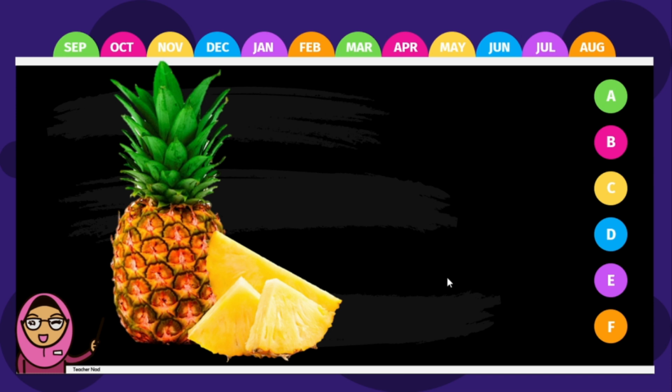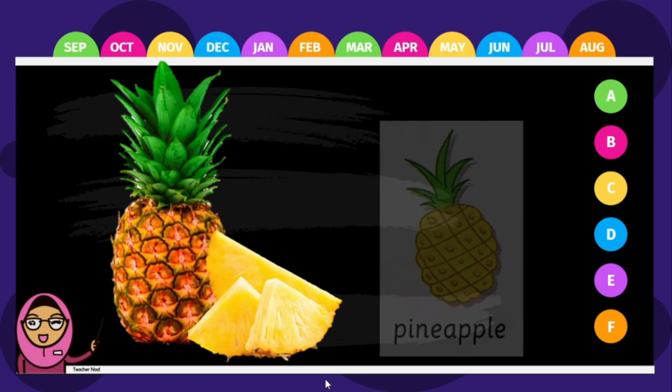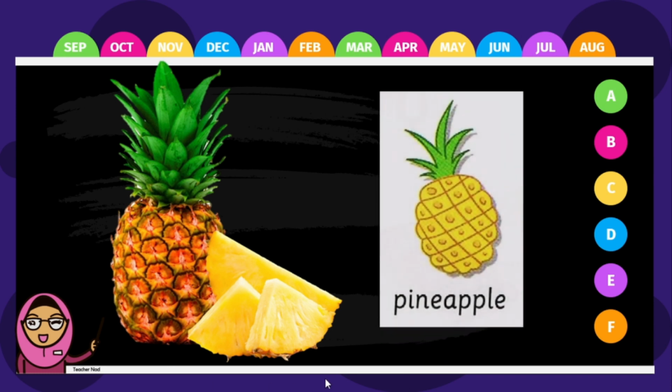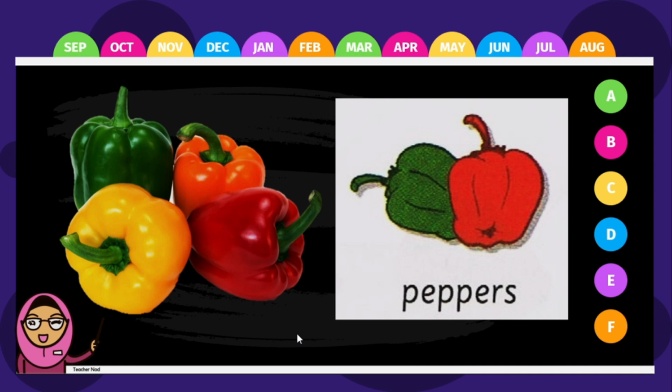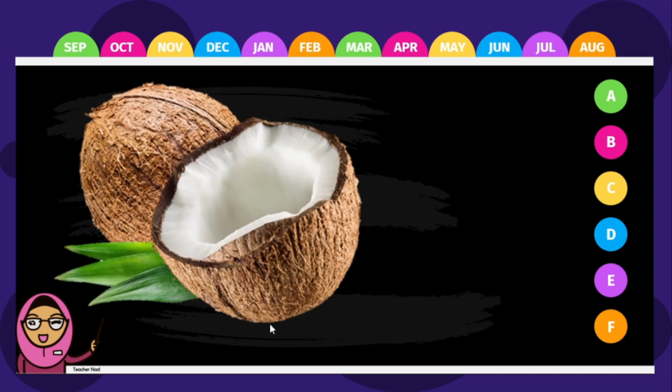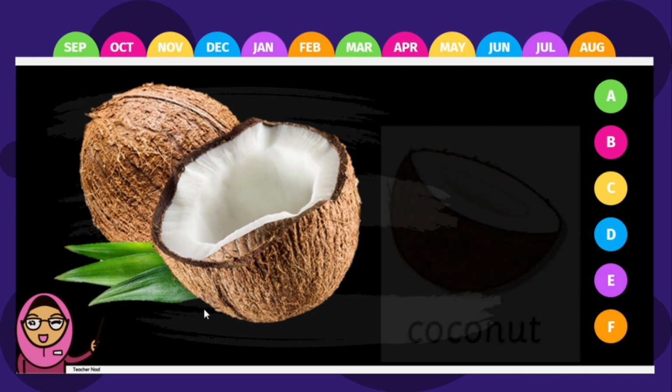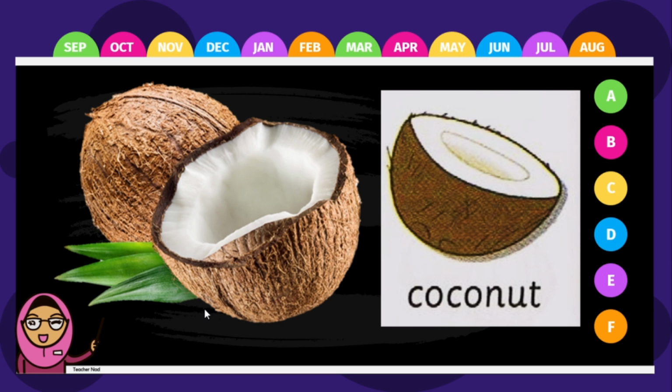What is this, boys and girls? Pineapple. Pineapple. Pineapple. Very good. What is this? Peppers. Peppers. Peppers. And the last one, what is this? Coconut. Coconut. Coconut. Very good.